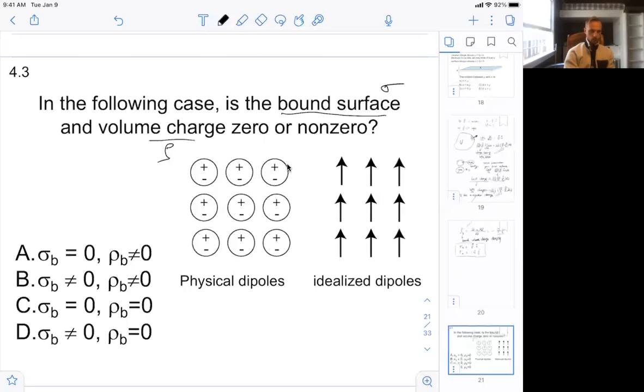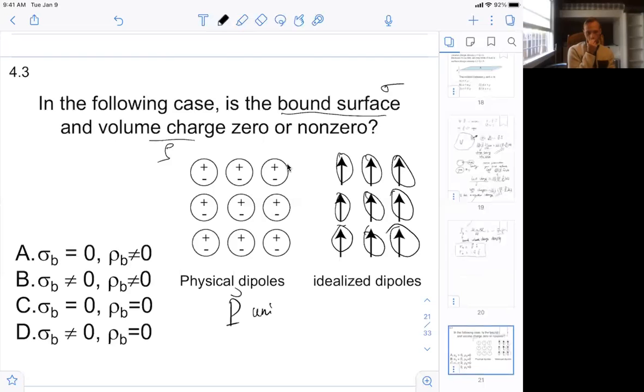All right, here you can see you have some dipoles, little dipoles within your material. And by showing the dipole moment, each of them are pointing upward. So by looking at this, would you claim that you have a uniform polarization? Is P uniform in this case? Yeah, I would say yes. Yes, it is. Very good. Everywhere you have the same amount of polarization.